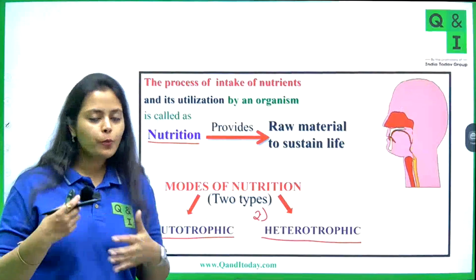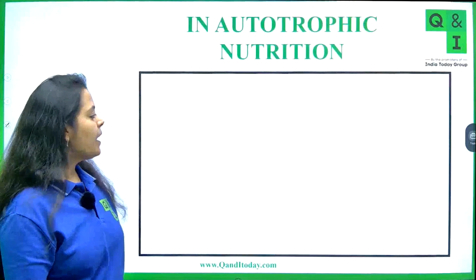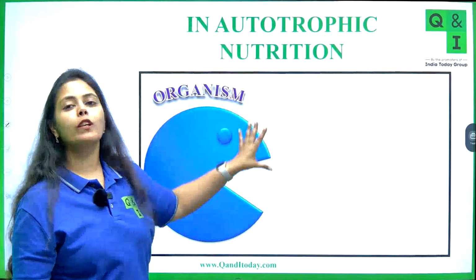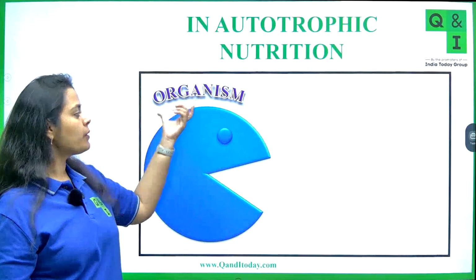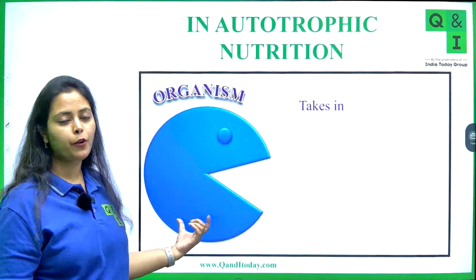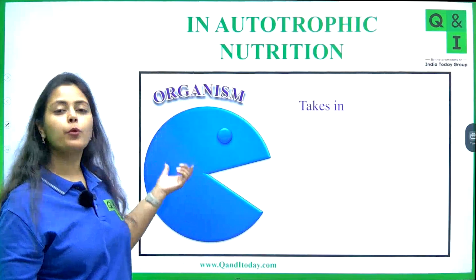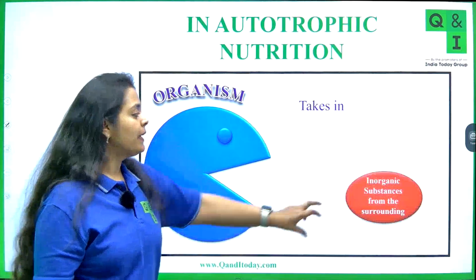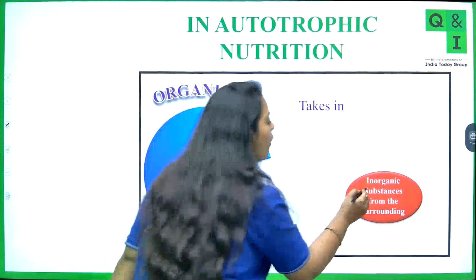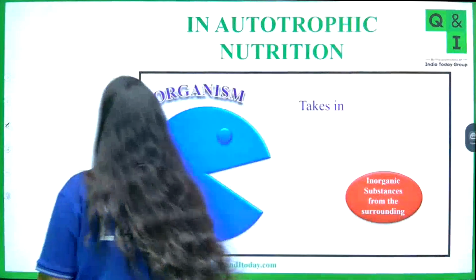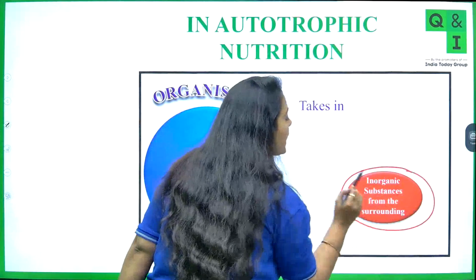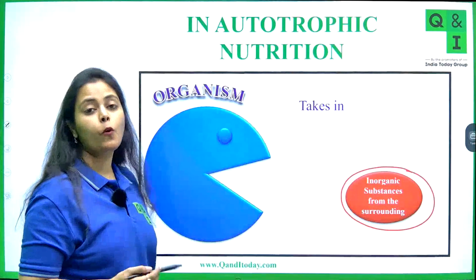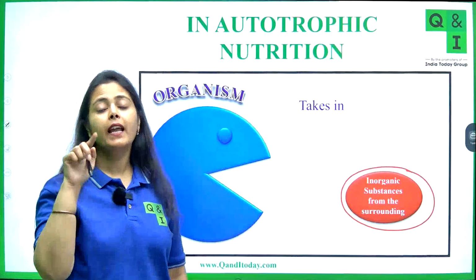So we would also be discussing that during the class. Now, first of all, let's see what is autotrophic nutrition. So autotrophic nutrition, you can see an organism present from here. In autotrophic mode of nutrition, an organism takes in inorganic substances. So please remember this term from here, inorganic substances. Okay, inorganic, please highlight this term.